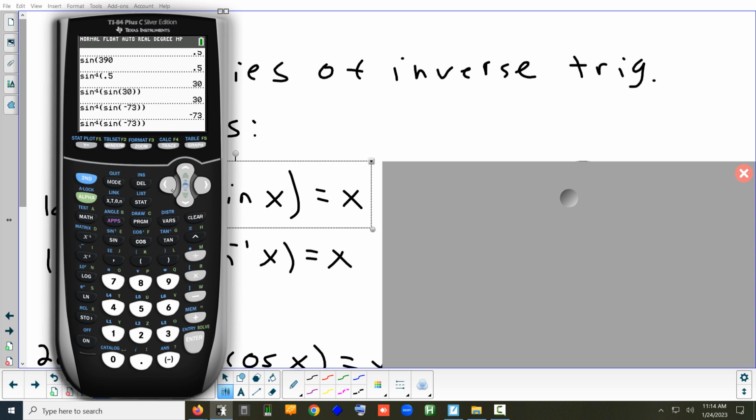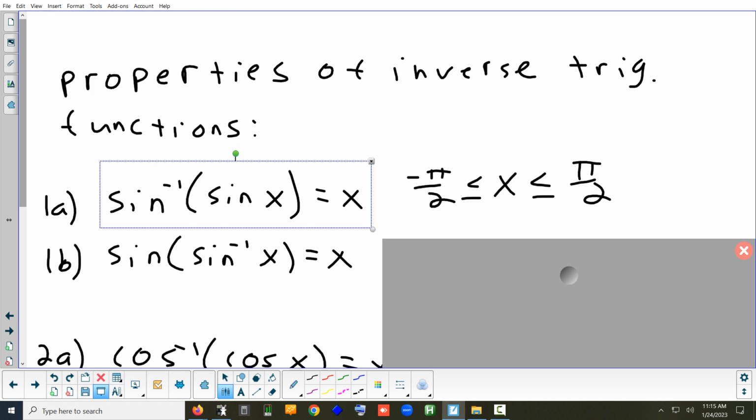If you go beyond that, somebody give me a number that's not between negative 90 and 90. How much? 91. Okay. Didn't get back what I started with. There's a pattern to what you get back, but it's not what you started with. If you put in 120, it wouldn't work. So when you take the inverse sine of the sine, you will get back what you started with, as long as you started with an angle between negative 90 and 90.